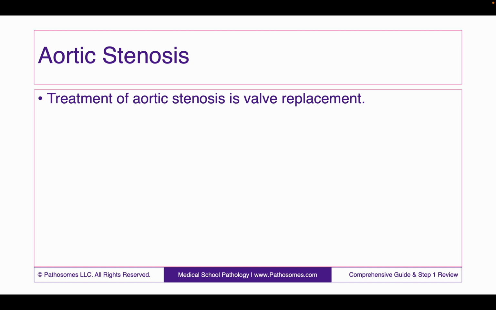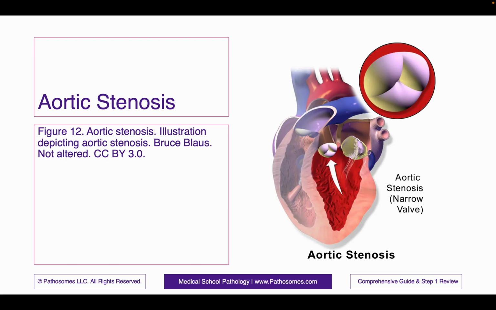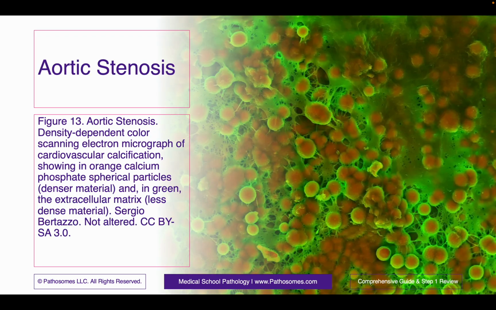The treatment of aortic stenosis is valve replacement. And thank God, or whatever deity you believe in, the universe, that surgeons exist to do this. Maybe you'll be a surgeon one day. Regarding aortic stenosis, here is a cartoon showing a general representation of narrowing of the aortic valve. And here is a color scanning electron micrograph showing cardiovascular calcification. Note the orange is calcium phosphate particles, and the green is the cellular extracellular matrix.